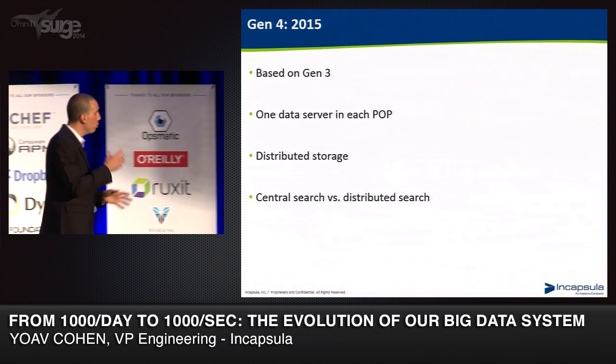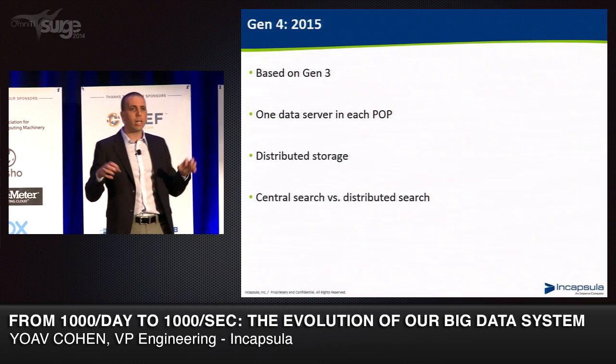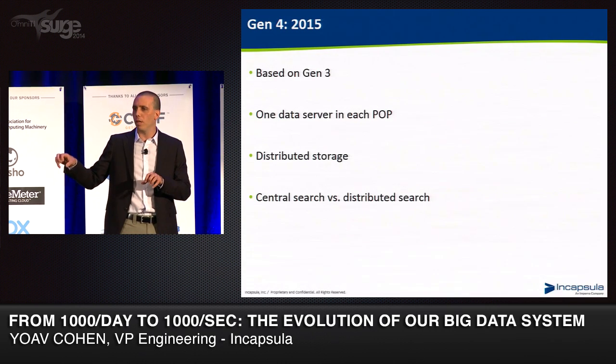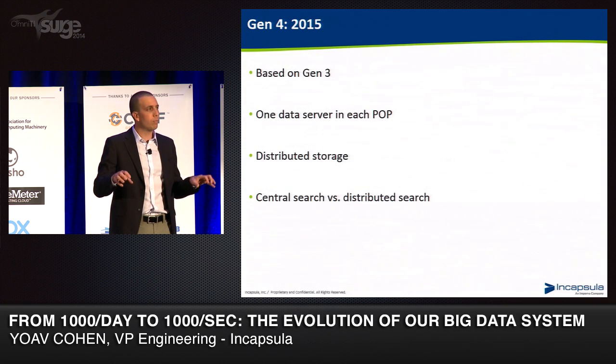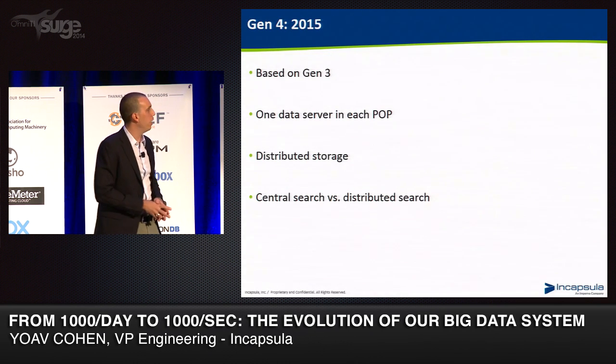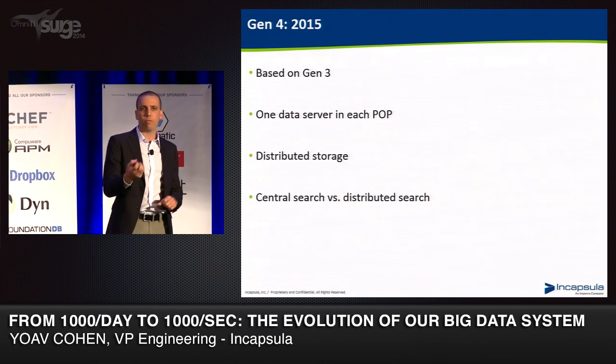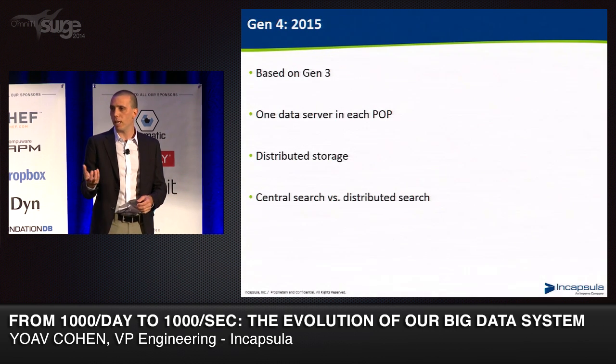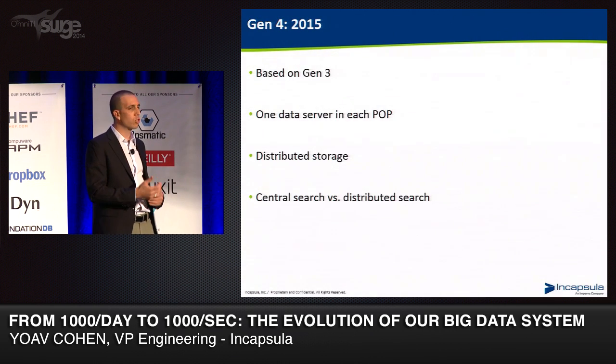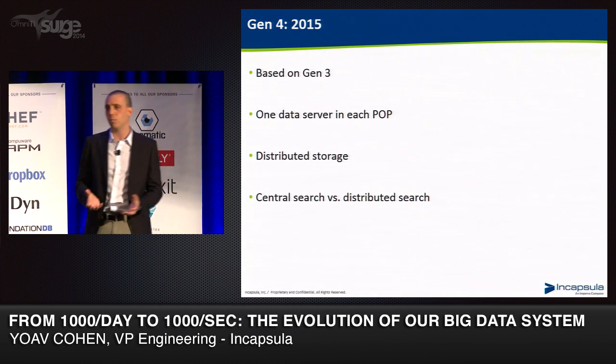So what we're going to do is run a data server on each POP. So next year we're going to have 30 POPs. We're going to have 30 data servers, which is a lot, which is great. And each data server in each POP will get the files of the edge servers in that POP, and will process and store all the data of this POP.